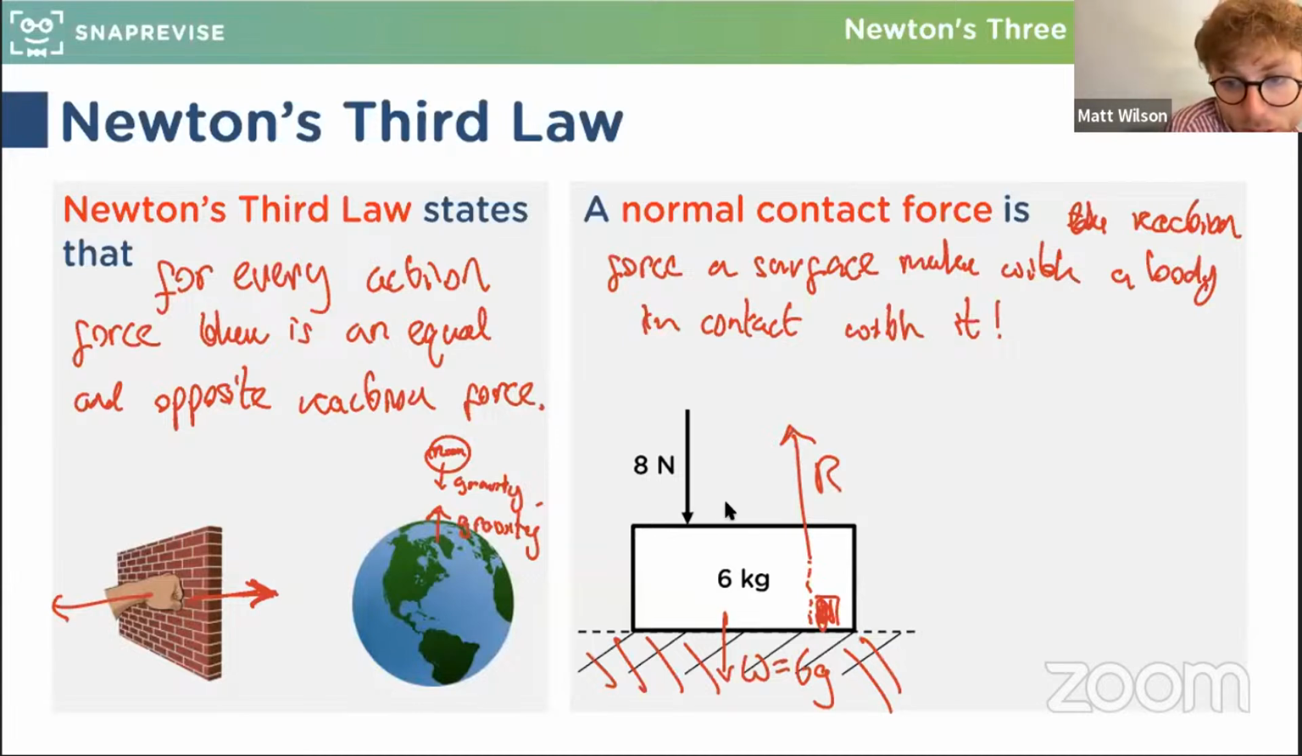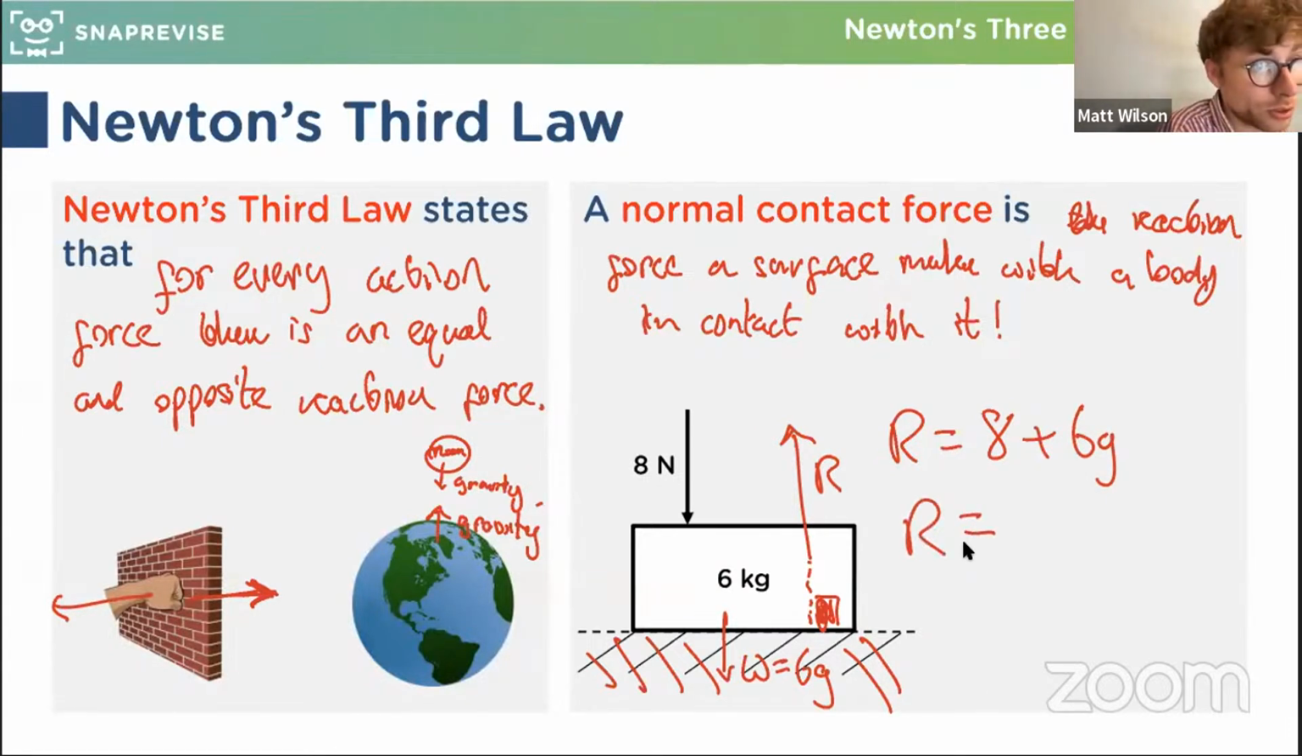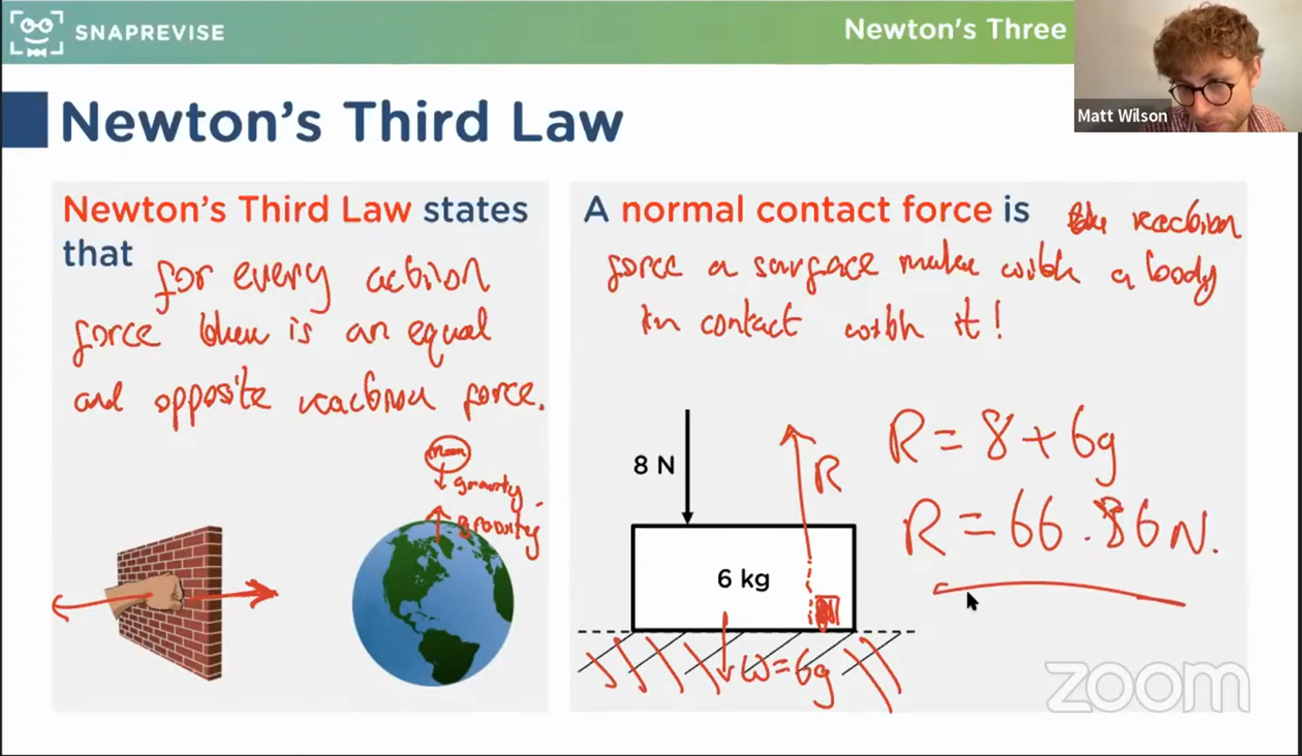And this R must be such that the block isn't moving. In other words, R must be equal to everything that's pointing downwards. So we have 8 downwards from us pushing it, and we have the weight, which is 6g. So in this situation, we can figure out what the force exerted by the surface of the Earth on this block is. The force is going to be 8 plus 6g. And if you chuck that in a calculator, you'll get 66.86 newtons. Good. Okay, so that's reaction forces.